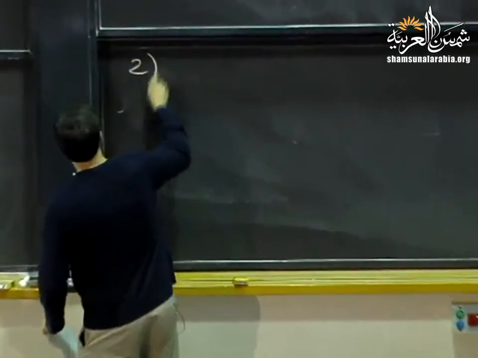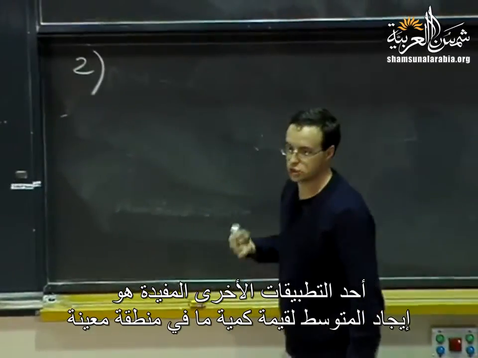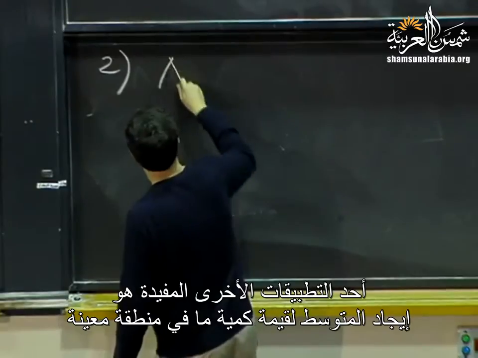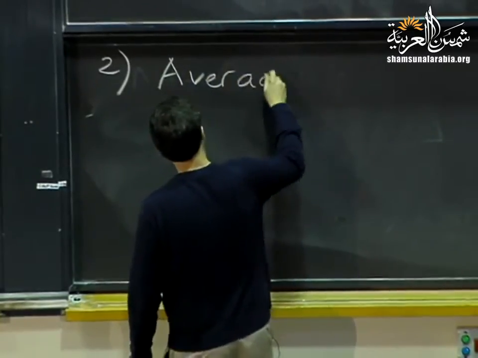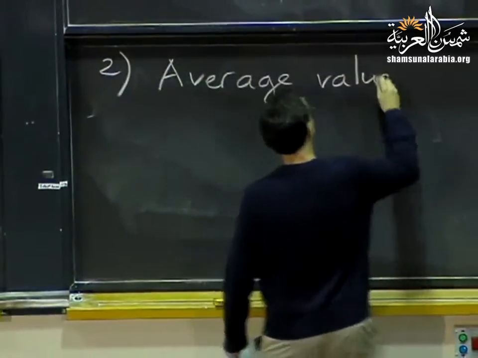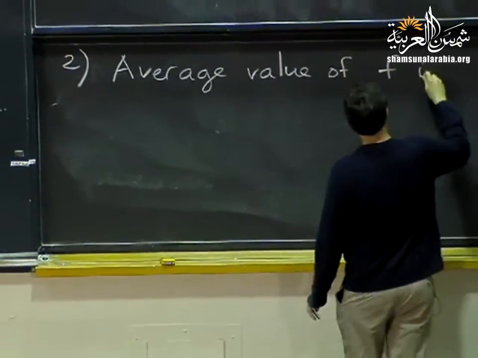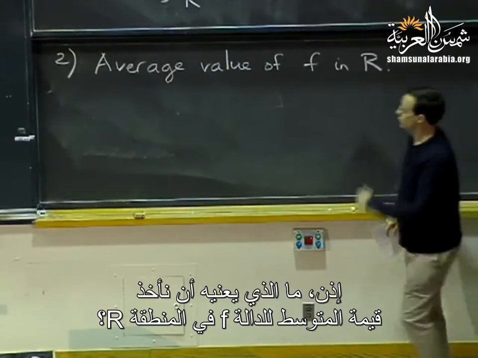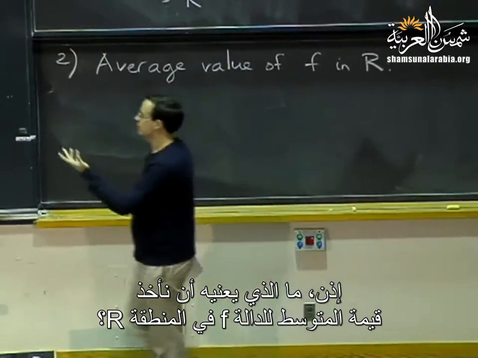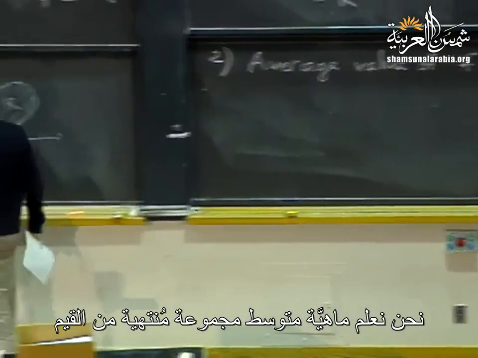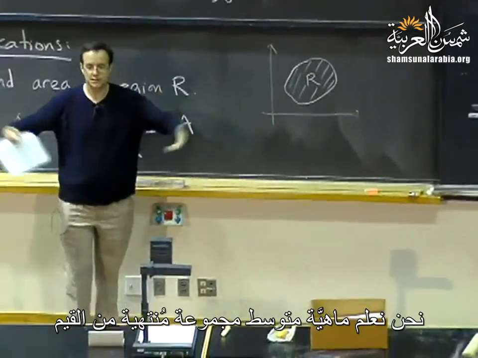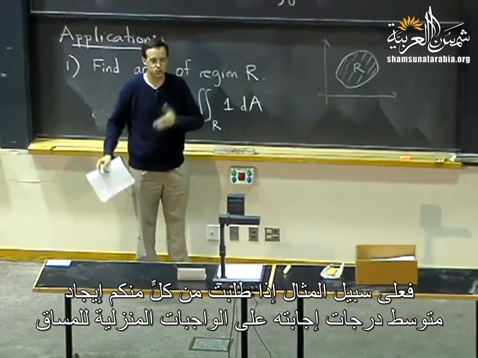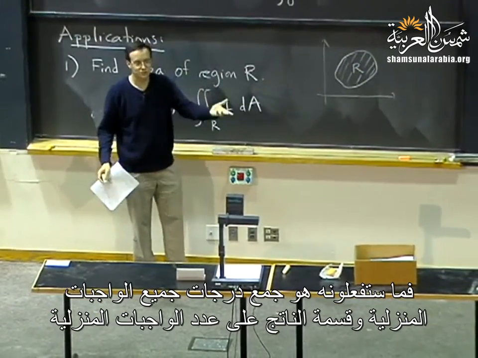Another useful application is to find the average value of some quantity in a region. So what does it mean to take the average value of some function f in this region R? Well, you know what's the average of a finite set of data. For example, if I ask you to compute your average score on 1802 problem sets, you would just take the scores, add them up, and divide by the number of problem sets.